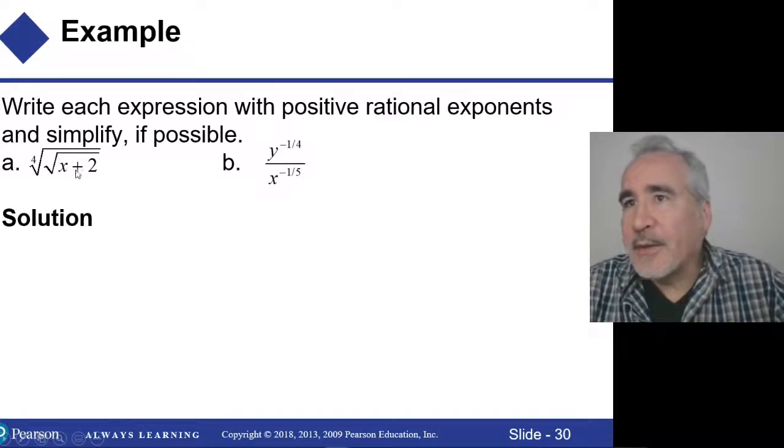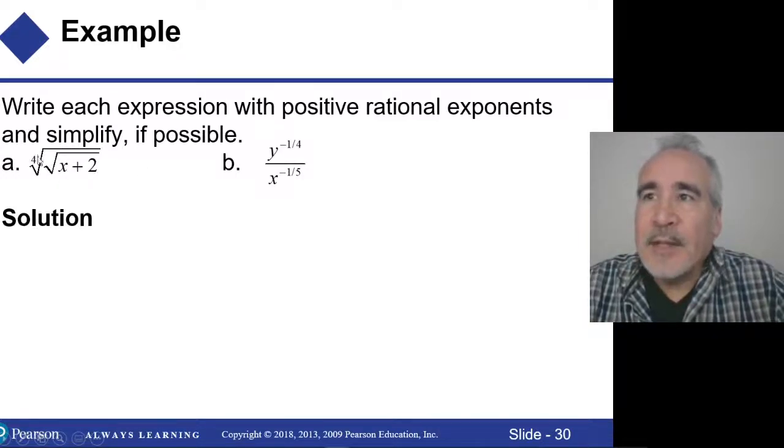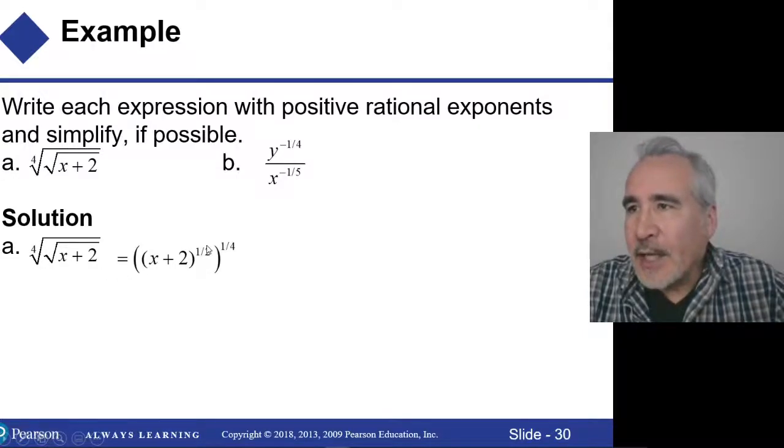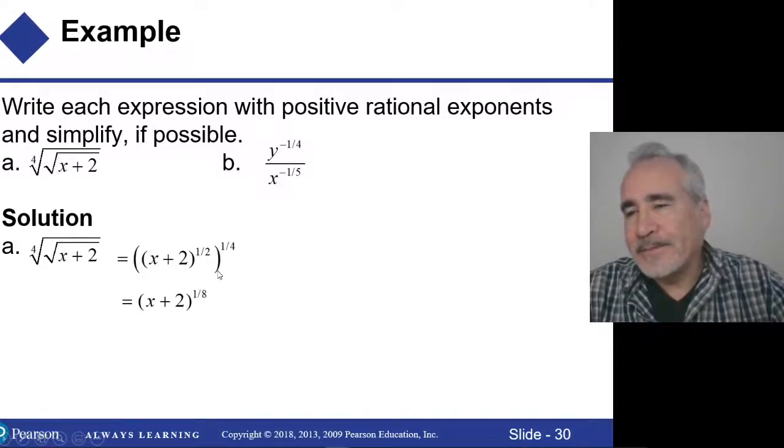4th root of a square root. This is getting messy. But remember, this is really just an exponent to an exponent. This is a 4th root. This is a half root. So we get this to the 1/2 raised to the 1/4. So we multiply 1/2 times 1/4. That'll give us 1/8. Okay.